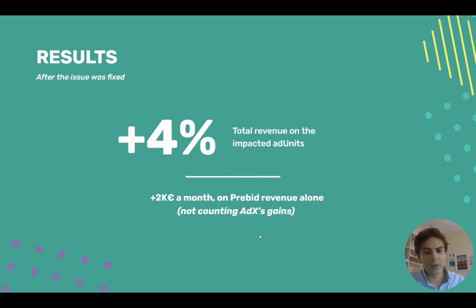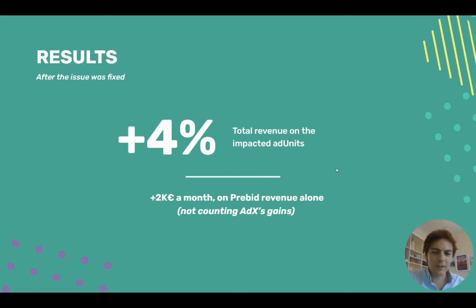So the uplift was an additional 4% of the total revenue on the impacted ad units, which accounts for 2,000 euros per month on pre-bid revenue. This is a minimum estimation because we're not counting the potential losses in AdX. It's possible that this defective targeting was also preventing some of the bids from AdX to win the auction.